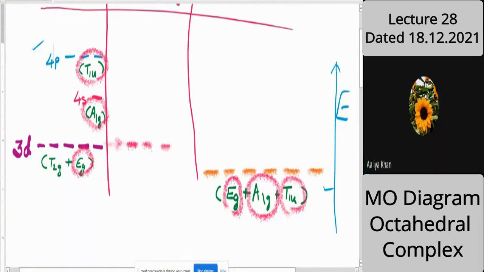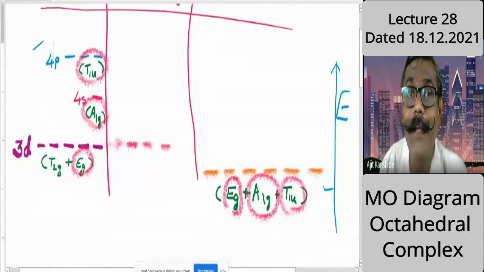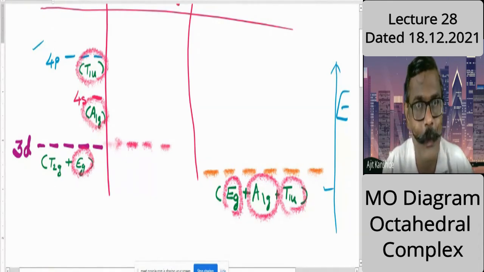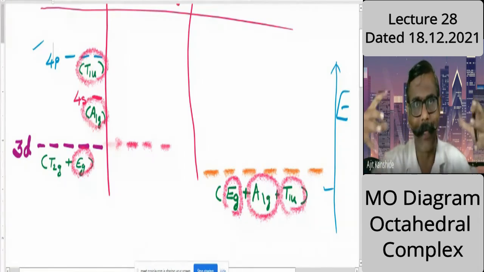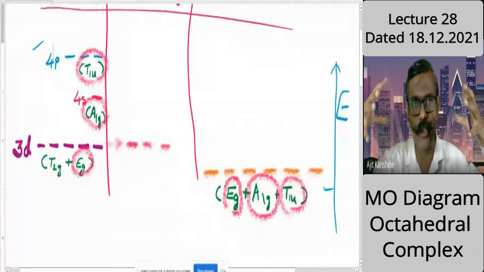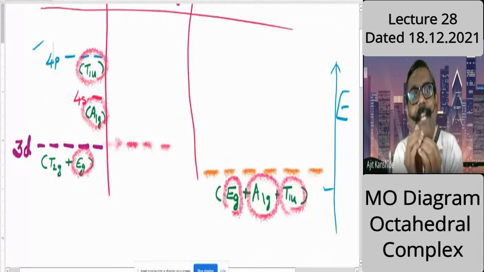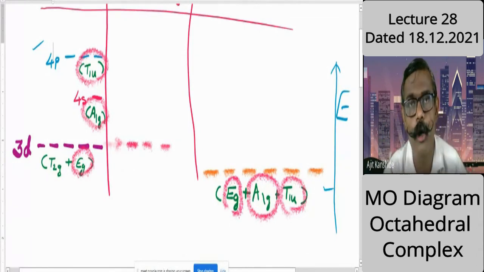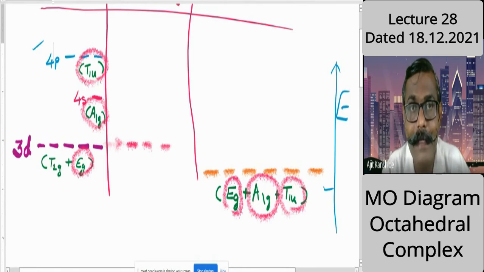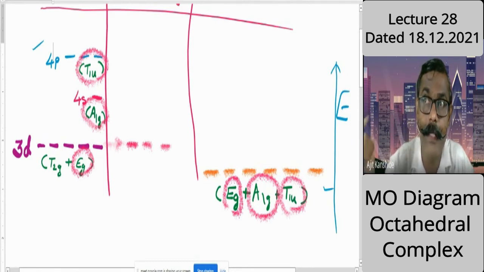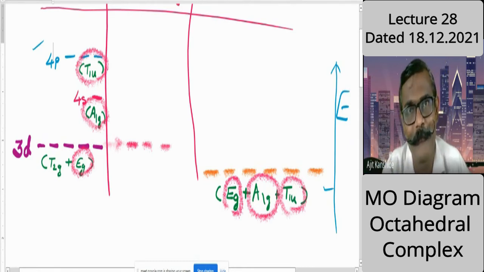EG. Why? Closer. From the energy point of view, the EG orbital is closer. But from the position point of view, ligands are coming from outside, no? Ligand orbitals are approaching from outside, and the metal orbitals are inside. When overlap takes place, the electron clouds overlap. At that time, which orbital will experience the first overlap?